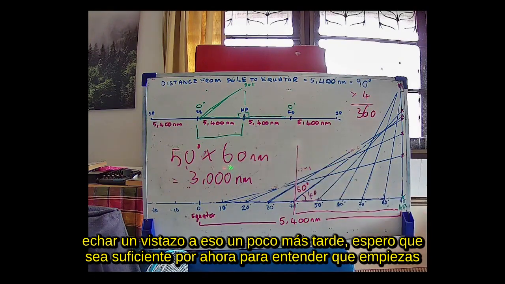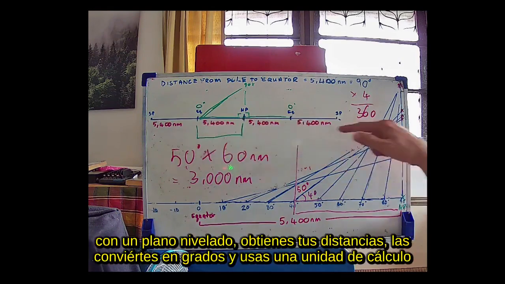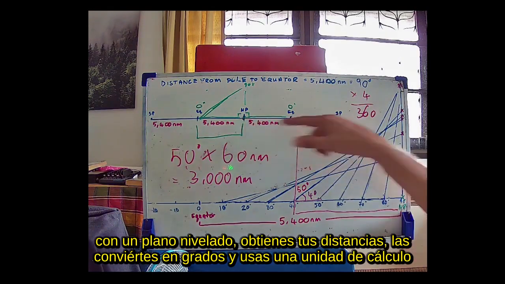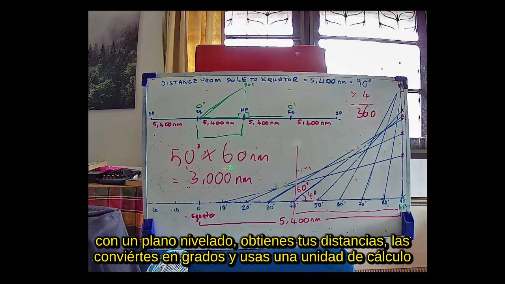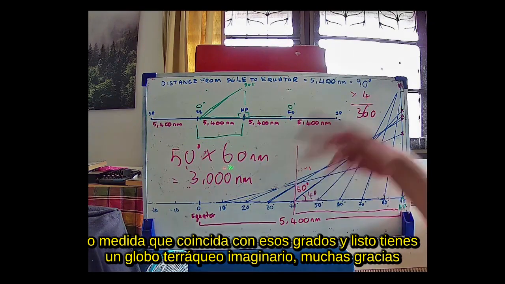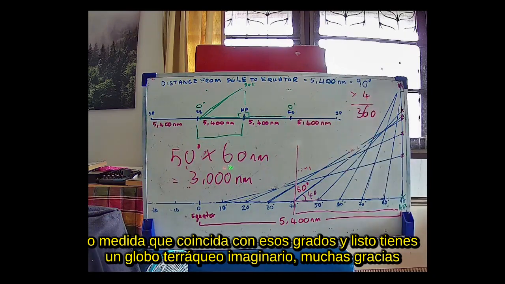Hopefully that's enough for now to understand that you start off with a level plane, get your distances, turn them into degrees, and use a unit of calculation or measurement that matches those degrees. And voila, you have an imaginary globe Earth.